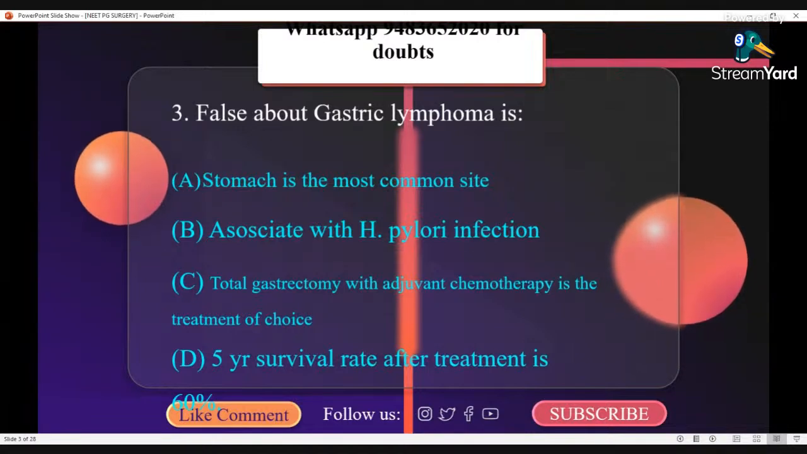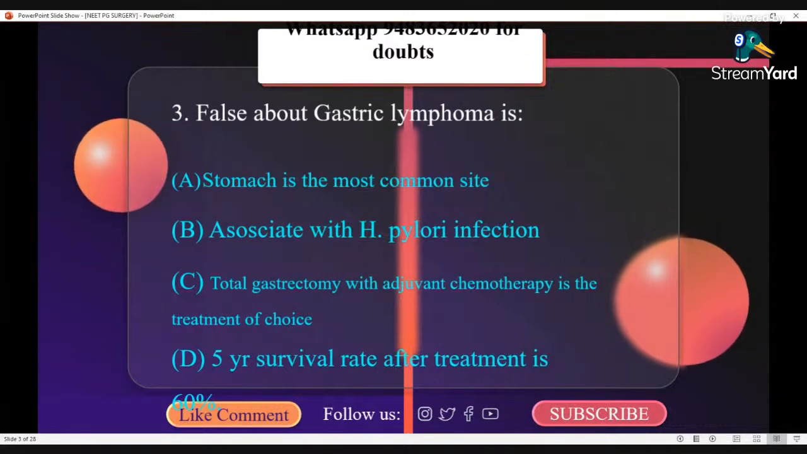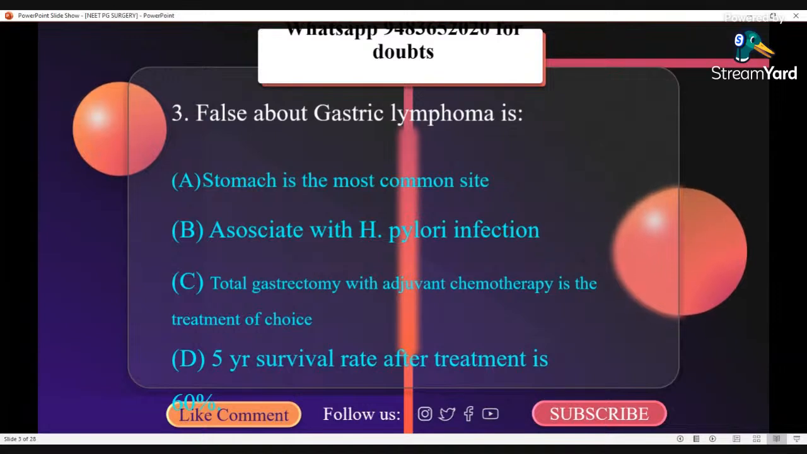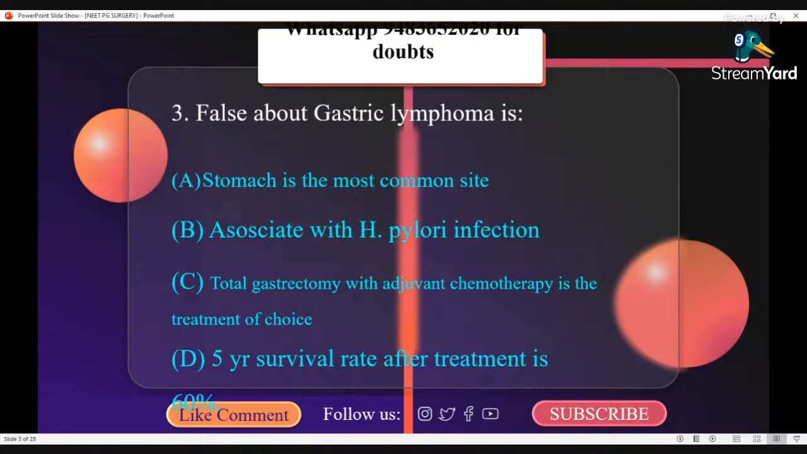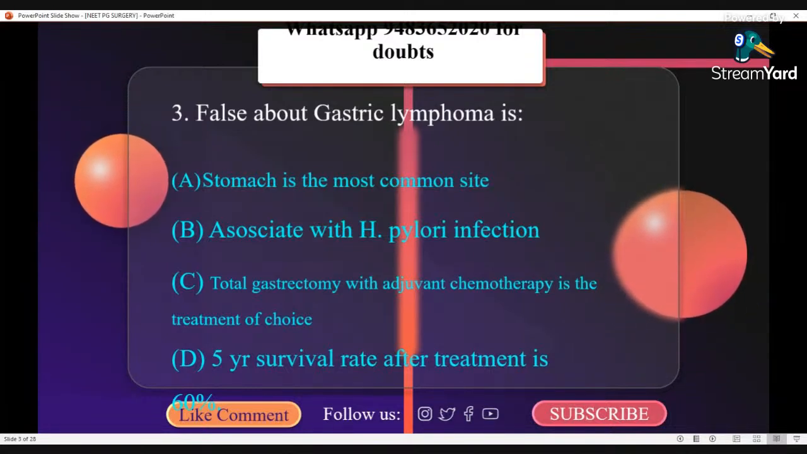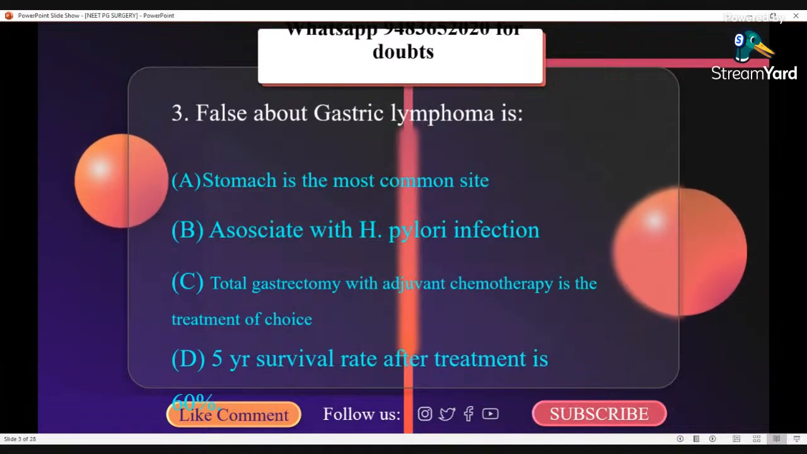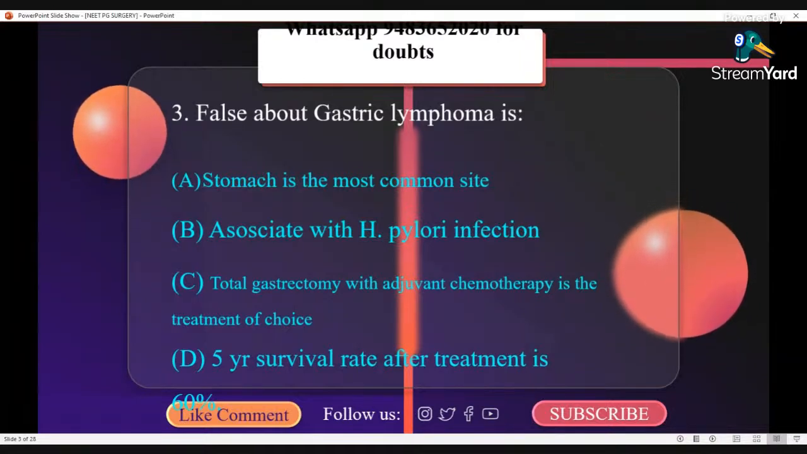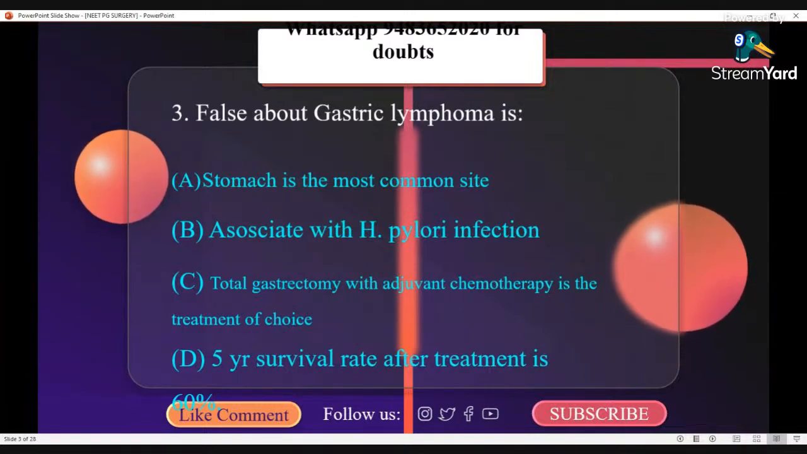Now let us know some facts about gastric lymphoma. Stomach is the most common extranodal site of lymphoma. It is of two types, primary gastric lymphoma and secondary gastric lymphoma. Primary gastric lymphoma is the lymphoma of stomach which exhibits no evidence of liver, spleen, mediastinal lymph nodes, or bone marrow involvement at the time of diagnosis. Primary gastric lymphoma is mainly non-Hodgkin's lymphoma of B cell origin.